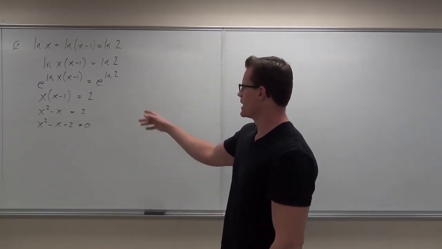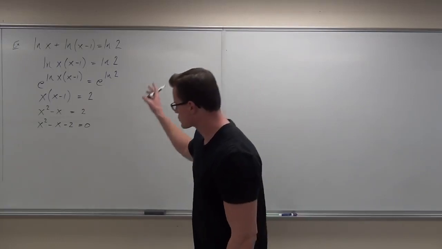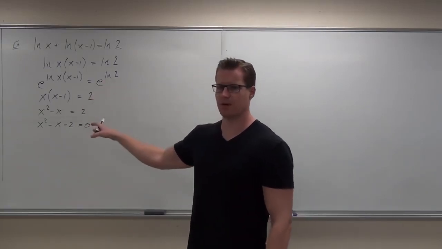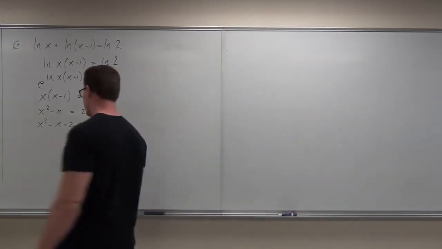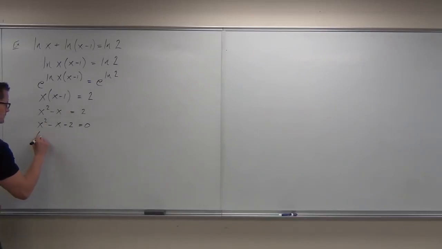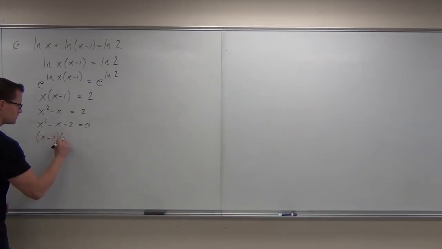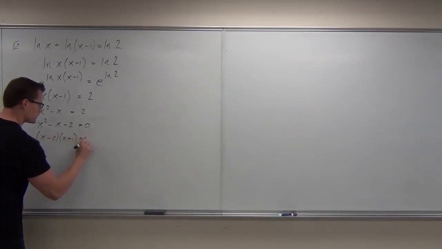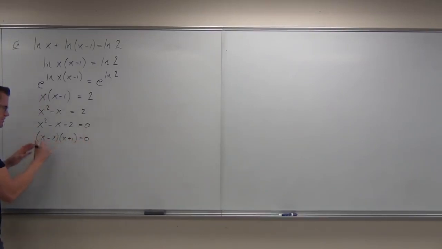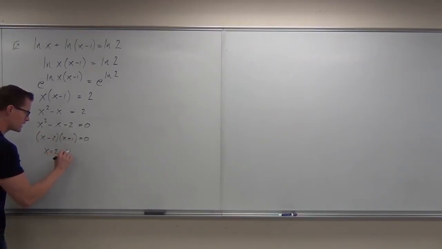So here we'd have x squared minus x. We'd subtract the 2. Can you factor that one? Yeah. As I've been rambling, hopefully you've been factoring. Which means that if we have this, we set each of these equal to 0 by the zero product property, and we get x equals positive 2 and x equals negative 1.